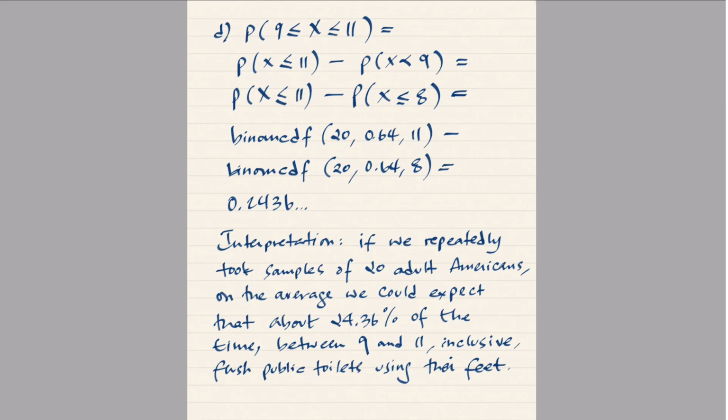So I've included my interpretation here, as you can see, and a good boilerplate answer that would cover all of the previous parts with a little bit of adjustment would be as follows. We're saying, look, if we repeatedly took samples of 20 adult Americans, we would find that on the average, somewhere around 24% between 9 and 11 of those people in the sample would flush public toilets using their feet. So there's a little bit of law of large numbers here, and it is an average rate. That's why we're including the phrase on the average. Anyway, let's look at the next part.